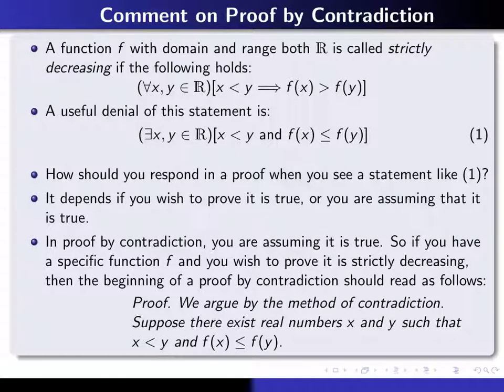You would say, we argue by the method of contradiction, and then you're essentially saying, suppose this useful denial is true. So I'm not trying to prove it, I'm supposing that it's already true. And so I wouldn't say choose x and y real. I would say suppose there exist real numbers x and y such that x is less than y and f of x is less than or equal to f of y.